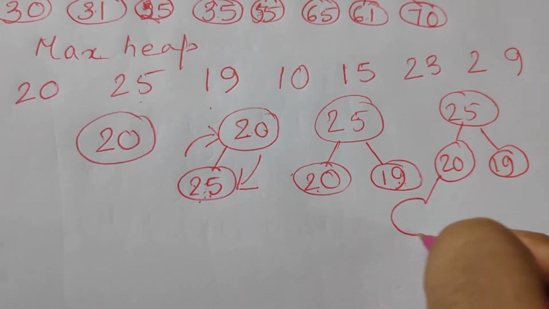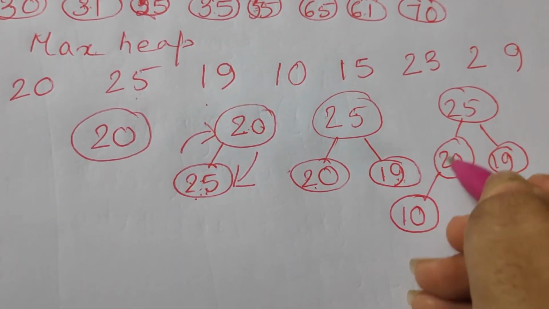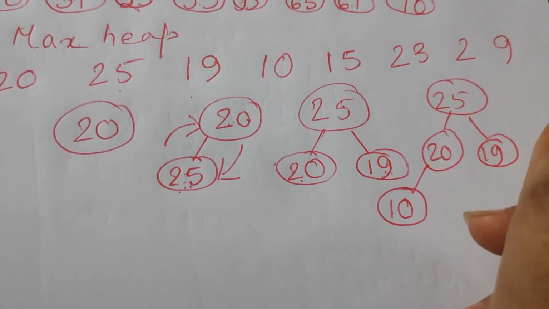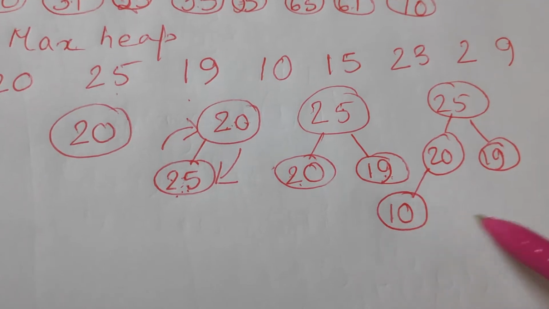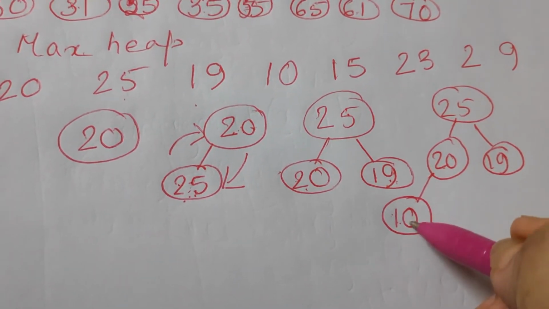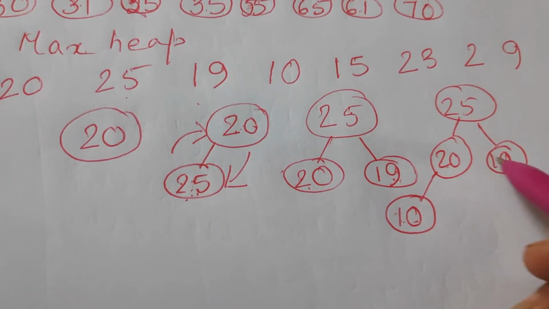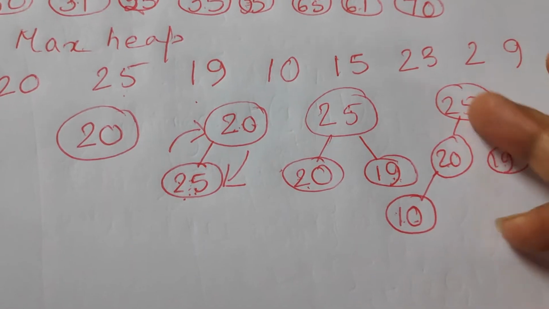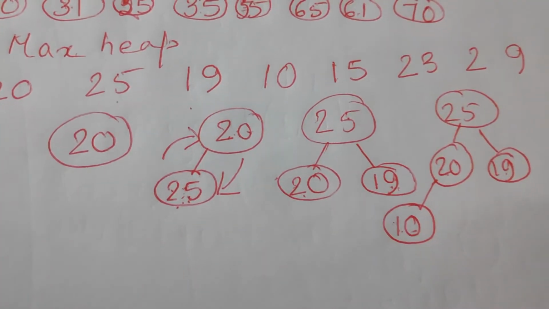So 10 would become the left child of 20 according to the rule of complete binary tree. Now if we look at the tree, 10, child of 20, has value less than 20. 20 and 19, children of 25, have value less than 25. So this is a max heap.